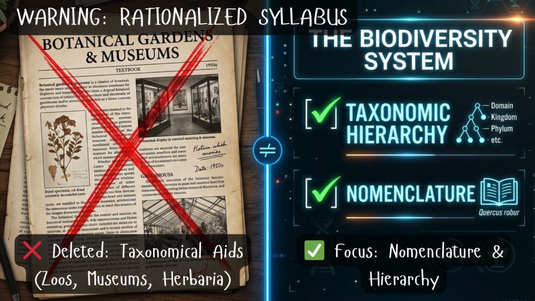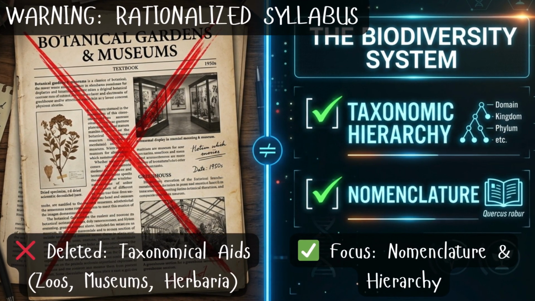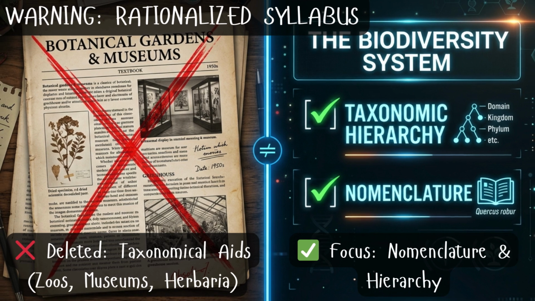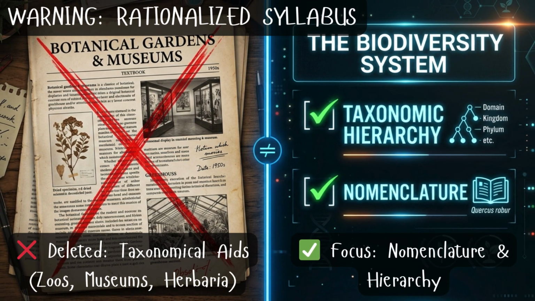First, a massive update for NEET 2026. Stop studying taxonomical aids. Herbaria, botanical gardens, museums, and keys are deleted from the rationalized NCERT. Do not waste a single minute on them. Your entire focus should be on binomial nomenclature and the taxonomic categories.